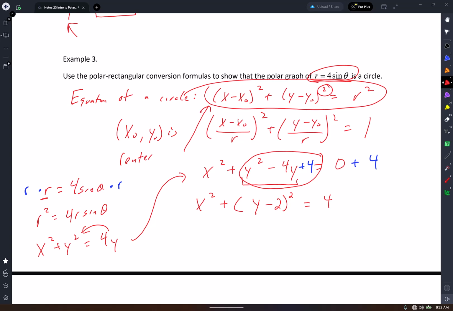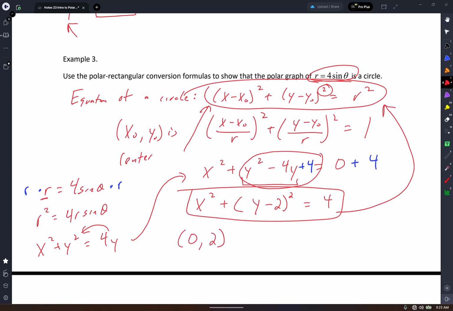My rectangular equation definitely looks like this. My center is at 0, 2, and the radius is 2, because r squared equals 4. So this looks something like this. 0, 2, like that.